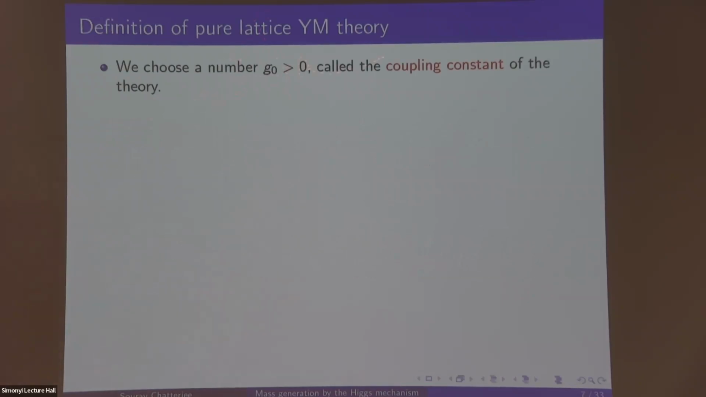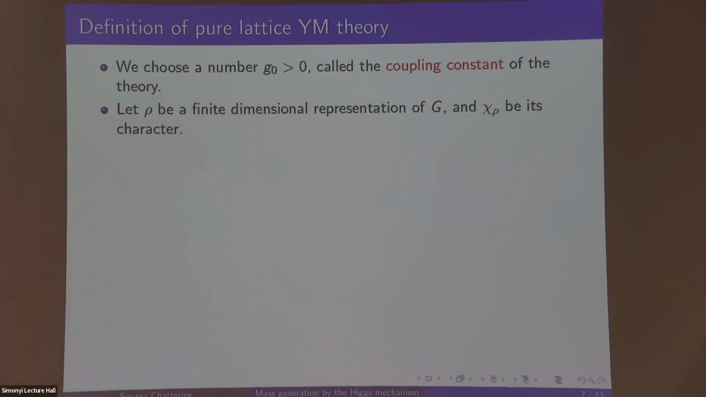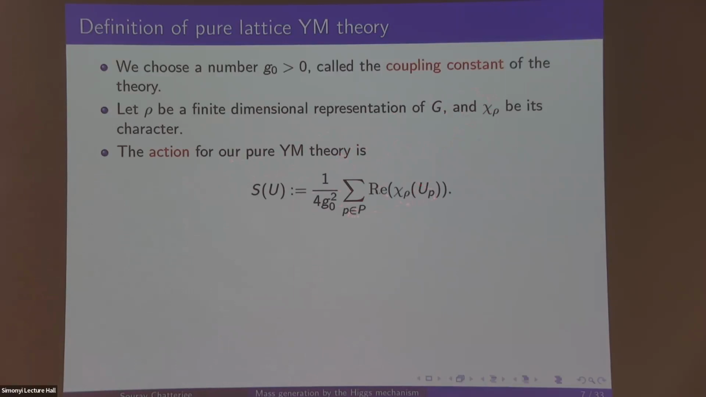You choose a positive number g_0 called the coupling constant of the theory. Let rho be a finite dimensional representation of G and let chi_rho be its character. So you take the trace. The action for our theory is this. So you take a configuration. For each plaquette, you compute your U_P, take chi_rho of U_P, and take the real part of that. So this whole thing is not affected by these choices of which is the first edge and in which direction you traverse, because the real part takes care of the direction, and the trace takes care of the starting point. So it doesn't matter. And you sum over all plaquettes and divide by 4g_0 squared.